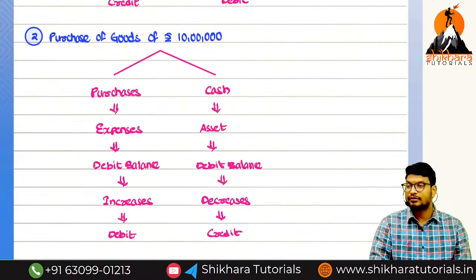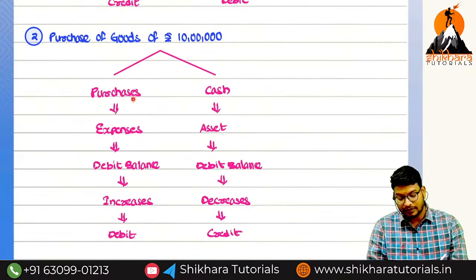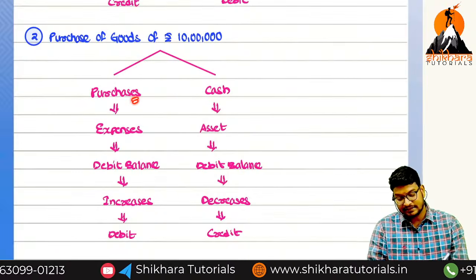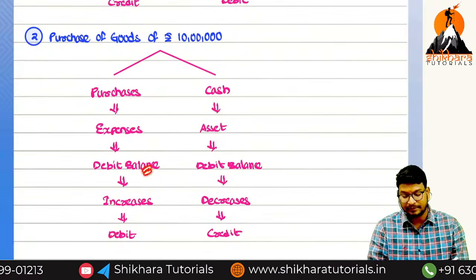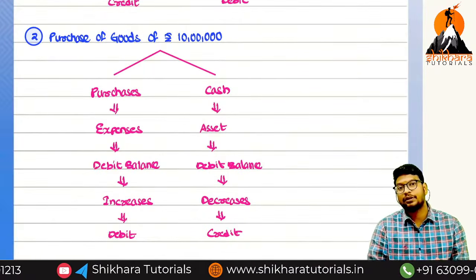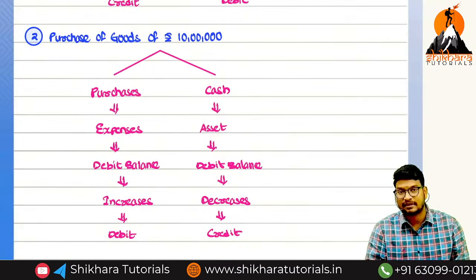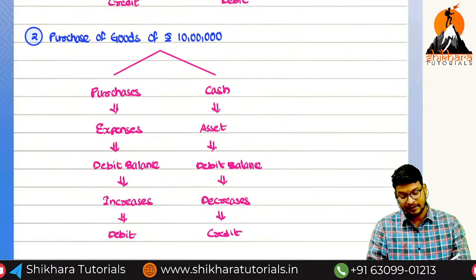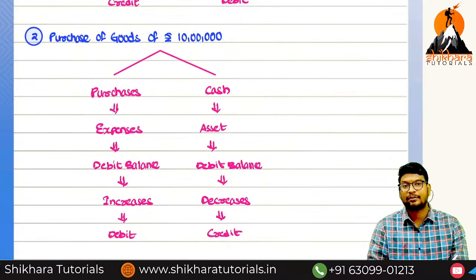10 lakhs. So what are the two outcomes? Goods will not be used; we have to take either purchase or sales. So purchases is an expenditure, having which balance? Debit balance. I already told you that incomes and expenses always increase. So it is an increase, what we have to do? Debit.